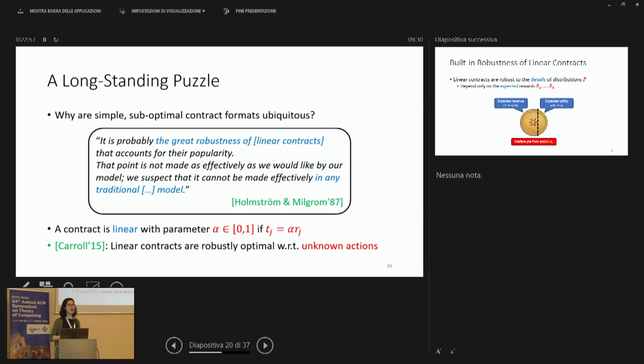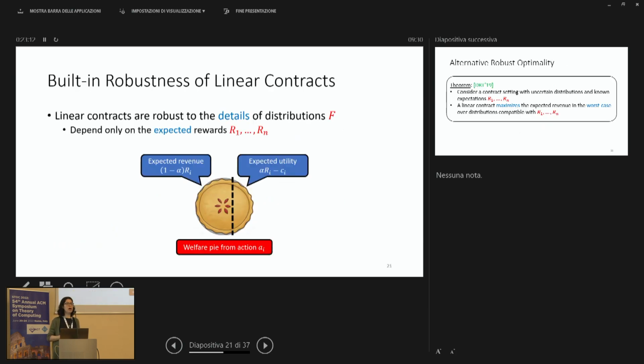Economists have also looked at this question of why linear contracts are popular in practice and given explanations based on robustness. And I want to give you a new explanation that we found. Our explanation is based on the built-in robustness of linear contracts towards distributional details. Here's what I mean by that.